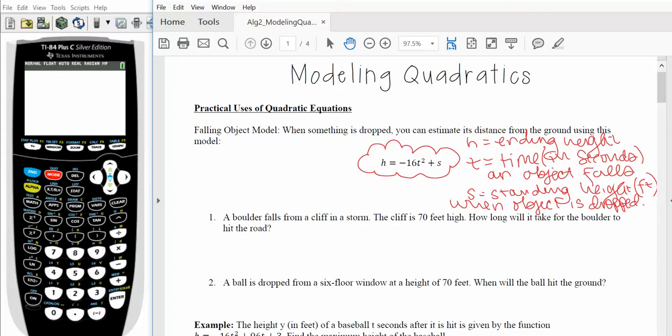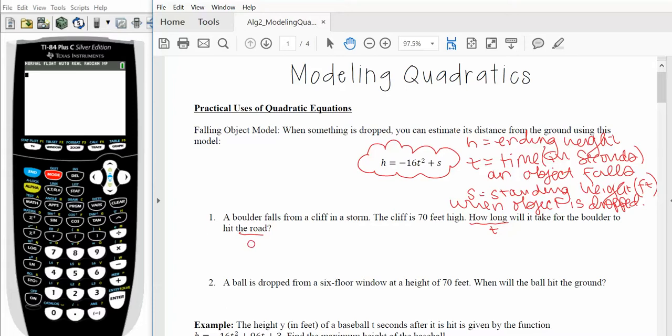So if we start looking through some of these examples, let's look at example 1. It says a boulder falls from a cliff in a storm. The cliff is 70 feet high. How long will it take for the boulder to hit the road? I'm looking for how long, that's t. So when it hits the road, my road is at 0, so that's the ending height.